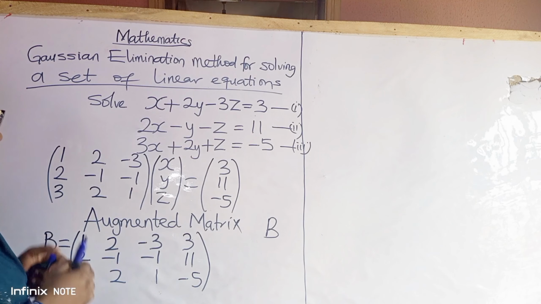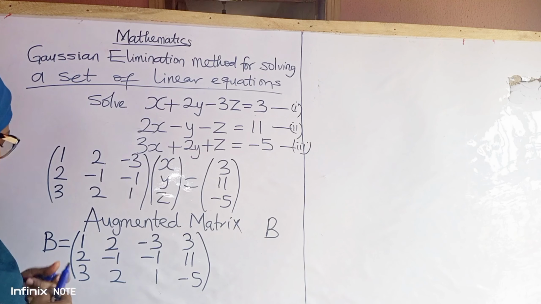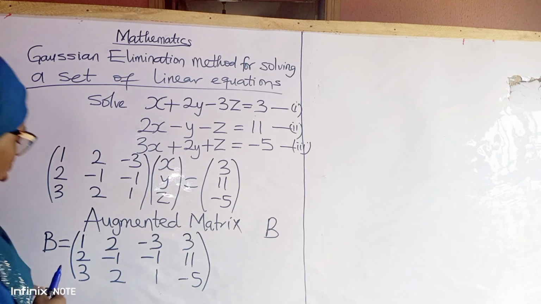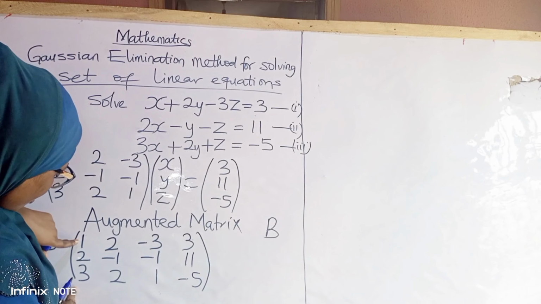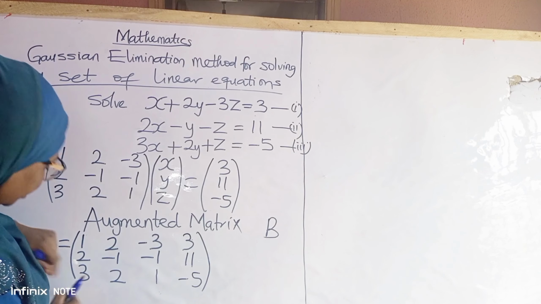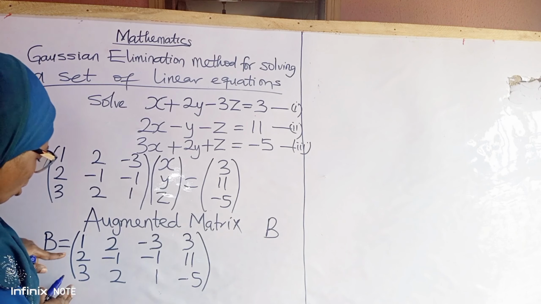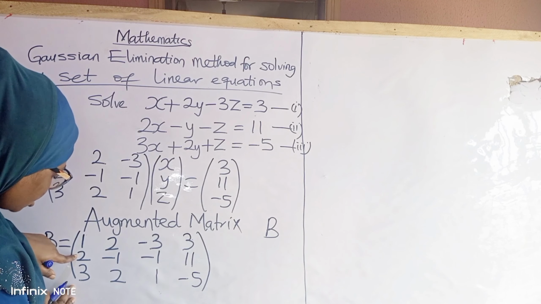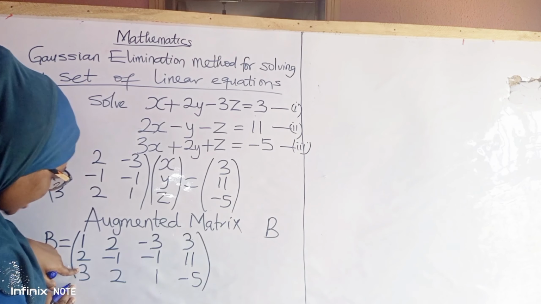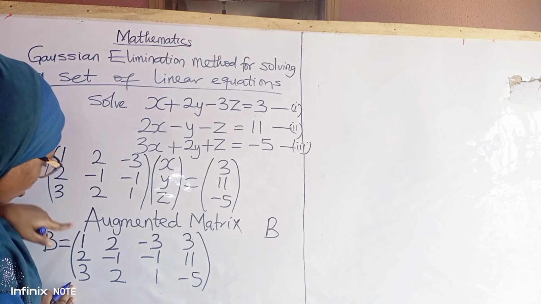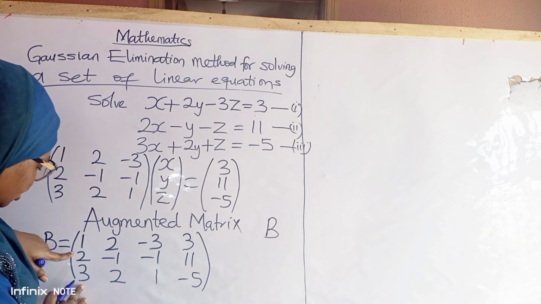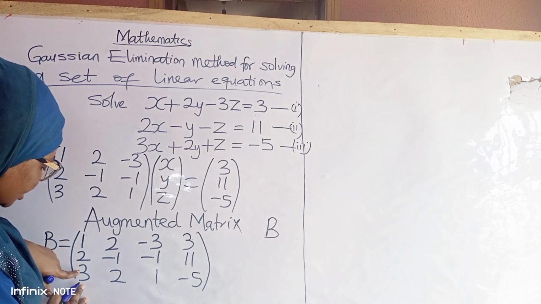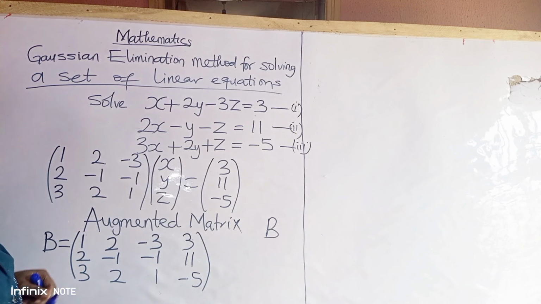So this is what we call an augmented matrix. After forming the augmented matrix, the next thing we need to do is to go to the first column of the augmented matrix, that is 1, 2, 3. We want to make the second element and the third element of the first column equal to 0. So we want 2 and 3 to be equal to 0.